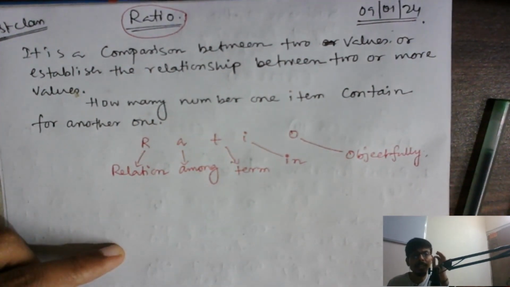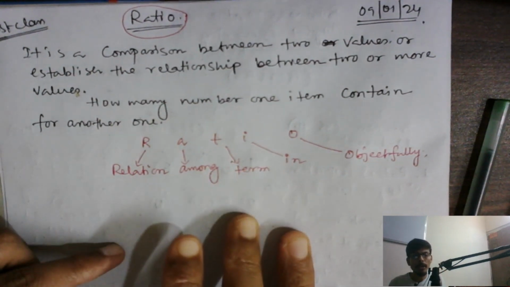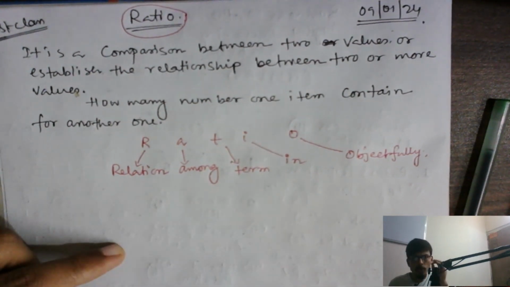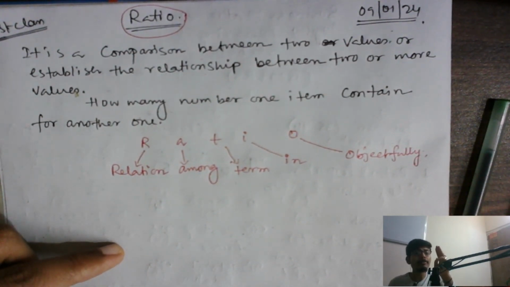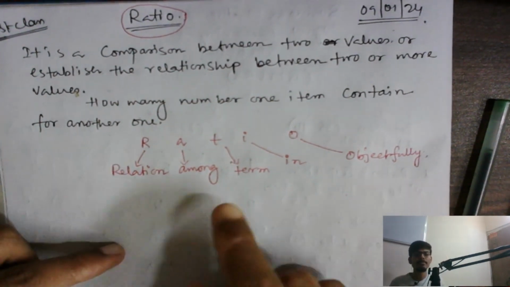Ratio means what? What is the relation? What will my answer be? Sir, the boys and girls are related as 4:3. Okay, do you know what it means? For every 4 boys, there are 3 girls in the commerce sections.